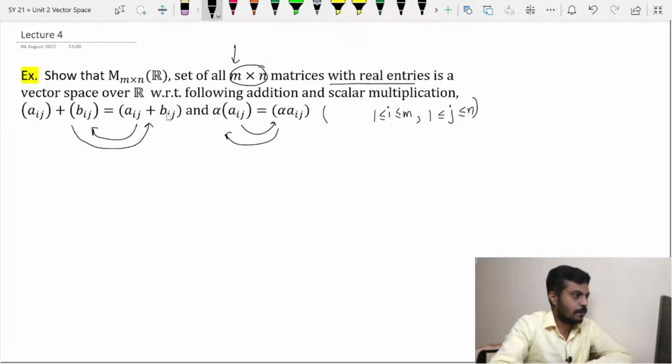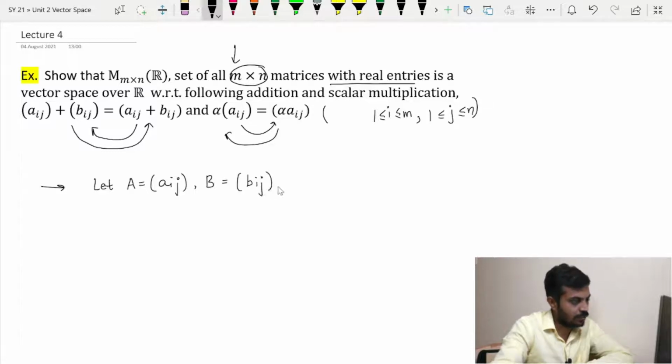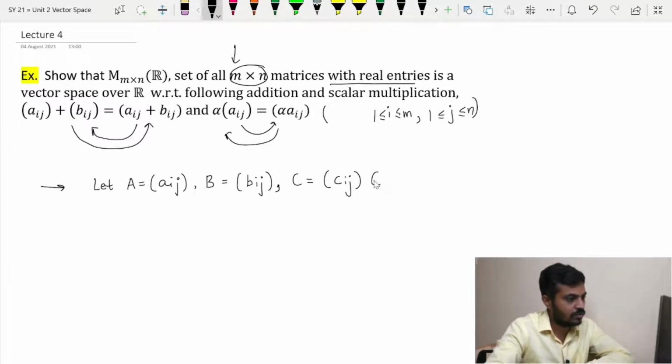So I will say, let me use some notations. Capital A is equal to Aij, capital B is equal to Bij, and we will need one more matrix, let us say C, which is equal to Cij, belonging to this set which we have to show is a vector space, and alpha and beta are scalars taken from the set of real numbers, any elements.